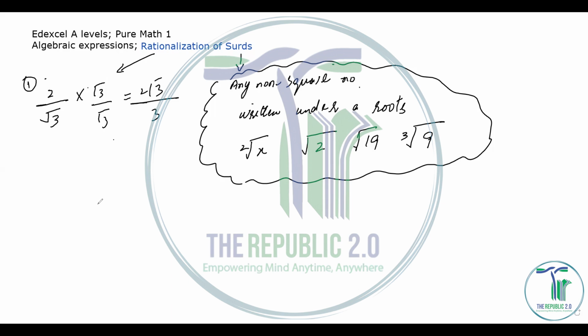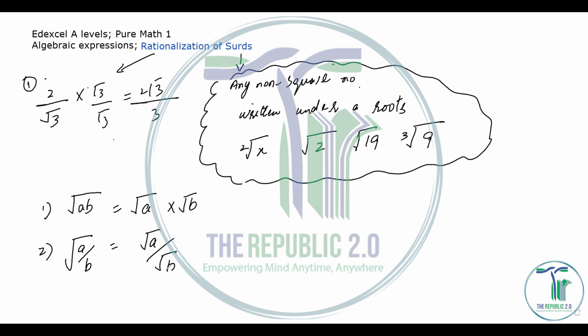Before getting further into the rationalization of surds, one must know a few rules. How can we manipulate surds? First of all, if you have two numbers written within a square root, you can simply write them as under root a times under root b. Similarly, under root a divided by b can be written as under root a divided by under root b.